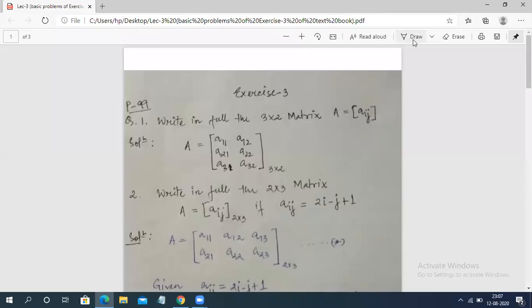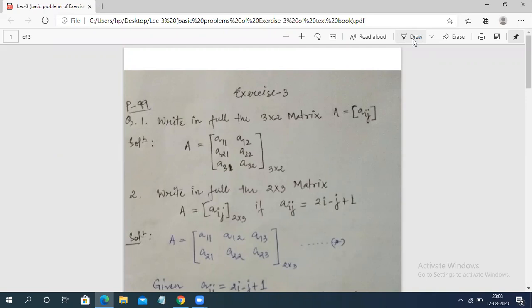In today's lecture, I am going to discuss some basic problems given in the exercise of your textbook on page number 99, which are based on the concept which we have already discussed, that is about the operation of matrices, that is addition and multiplication.